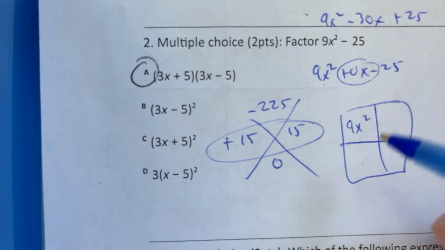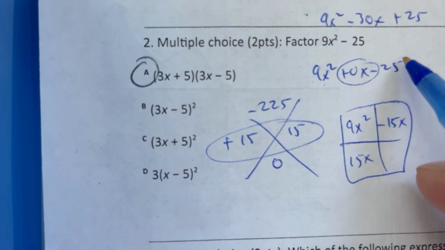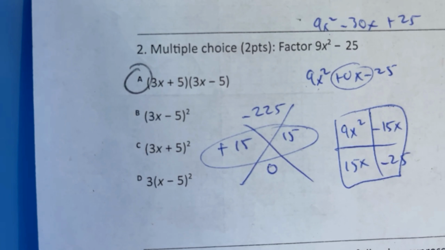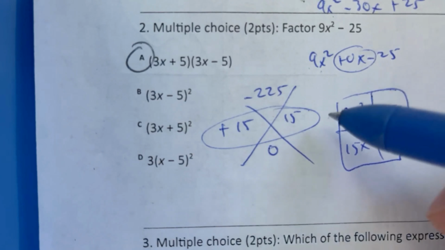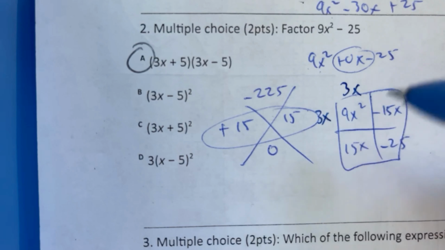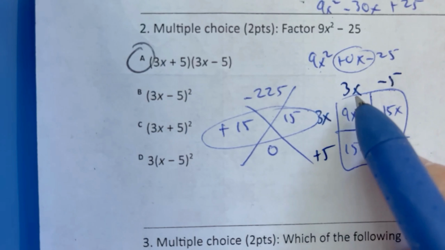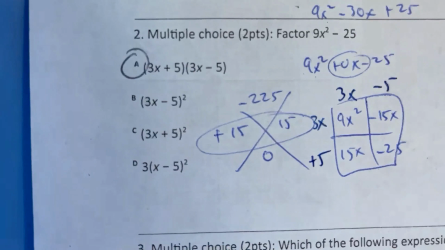Okay, so to put this back in, you go 9x squared. These are splitting the middle term, so that would be 15x and a negative 15x. And negative 25 goes in the bottom there. And then you'll just factor out here, so that would be a 3x times 3x gives you 9x squared. Minus 5 plus 5. So your answer is 3x plus 5 and 3x minus 5.